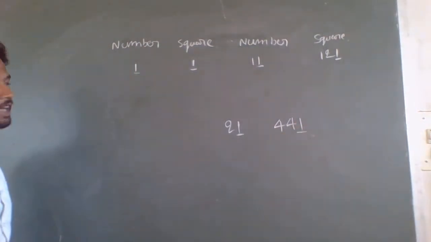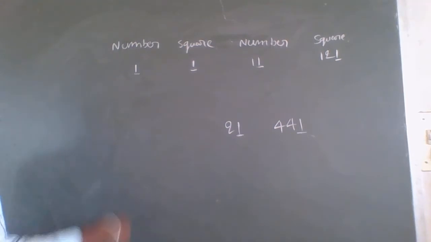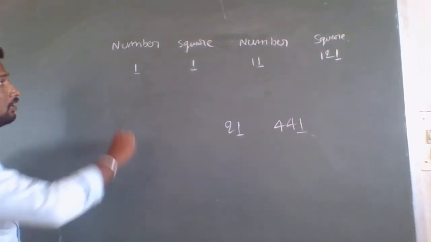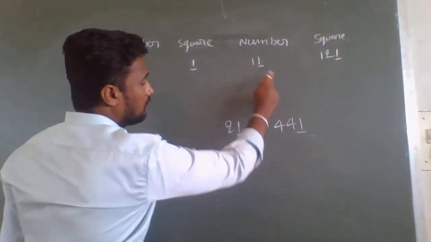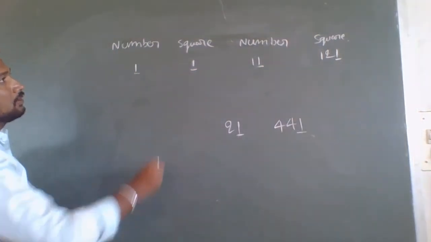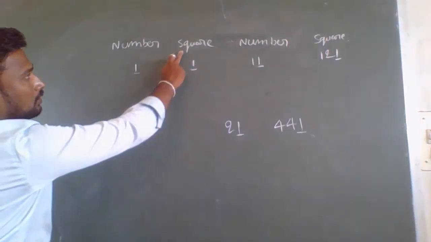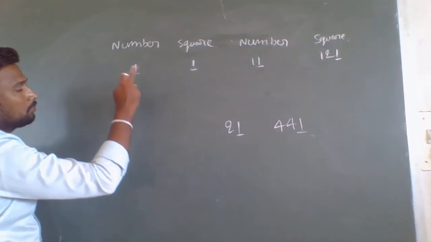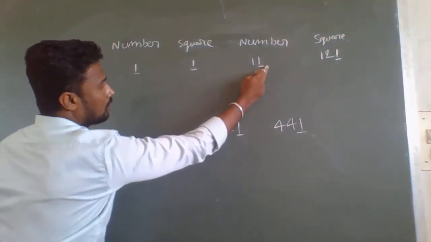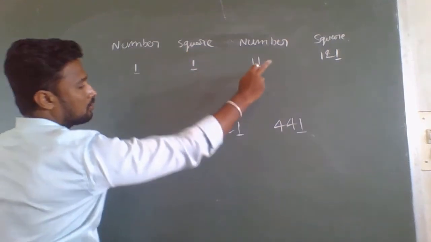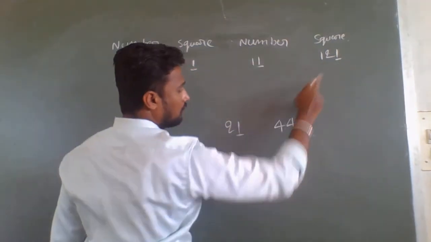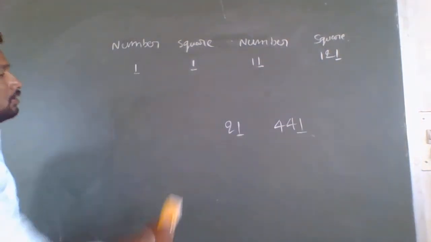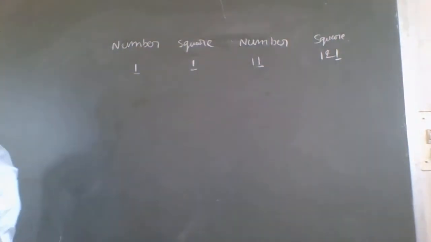You can observe that when, listen carefully, when 1 is at the unit place, the square number also ends with 1. When the unit place is 1, as in 1, 11, 21, the square number also ends with 1: 1, 121, 441. So this is for 1 at the unit place.